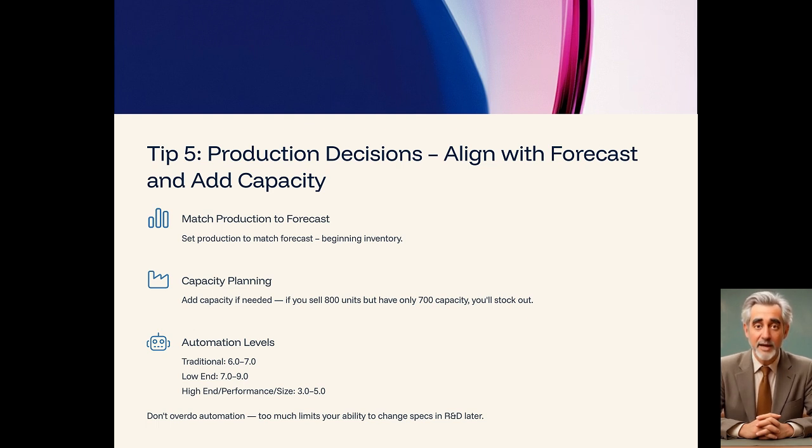Increase automation, especially for traditional and low-end products, but don't overdo it. Too much automation limits your ability to change specs in R&D later. Recommended automation levels: traditional, 6.0 to 7.0, low-end, 7.0 to 9.0, high-end, performance, size, 3.0 to 5.0, depending on your need for R&D flexibility.